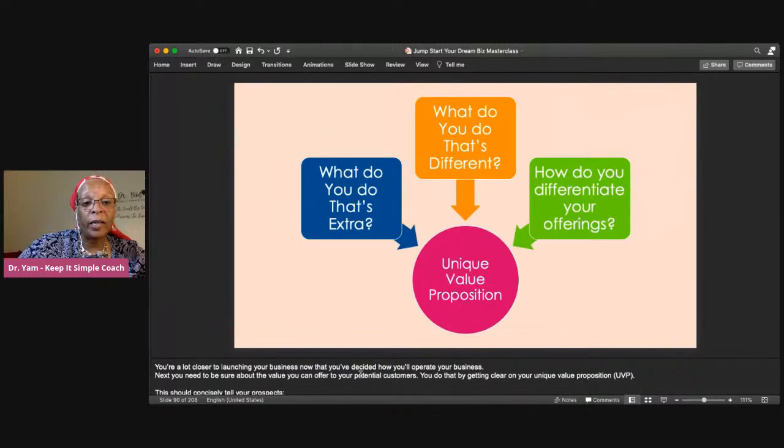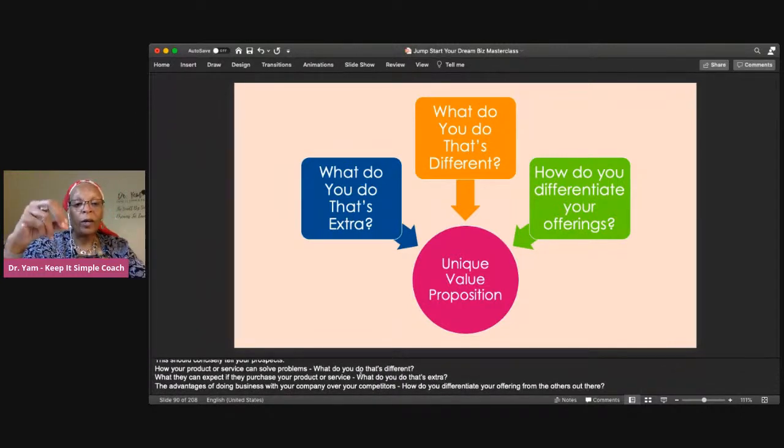When we think about it from your perspective, a unique proposition is: what do you do that's extra? What makes you different? And what is the offer that you're making that's different as well? Because remember, you're not the first one out the gate to be a salon stylist, beautician, nail tech or esthetician. But what do you do that makes you different from the others? What can you differ in your offering? And what do you do that goes above and beyond? That's your unique value proposition.